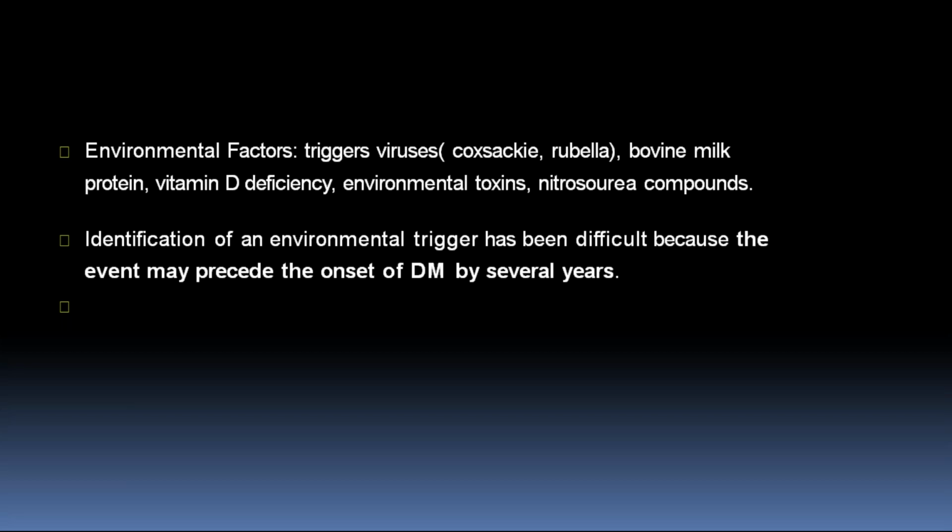Now coming to environmental factors which trigger, like already explained in the table, there could be viruses like Coxsackie, rubella, bovine milk protein, vitamin D deficiency, environmental toxin, nitrosourea complex. All these environmental factors can trigger type 1 diabetes, and identification of an environmental trigger has been difficult because the event may precede the onset of diabetes mellitus by several years.